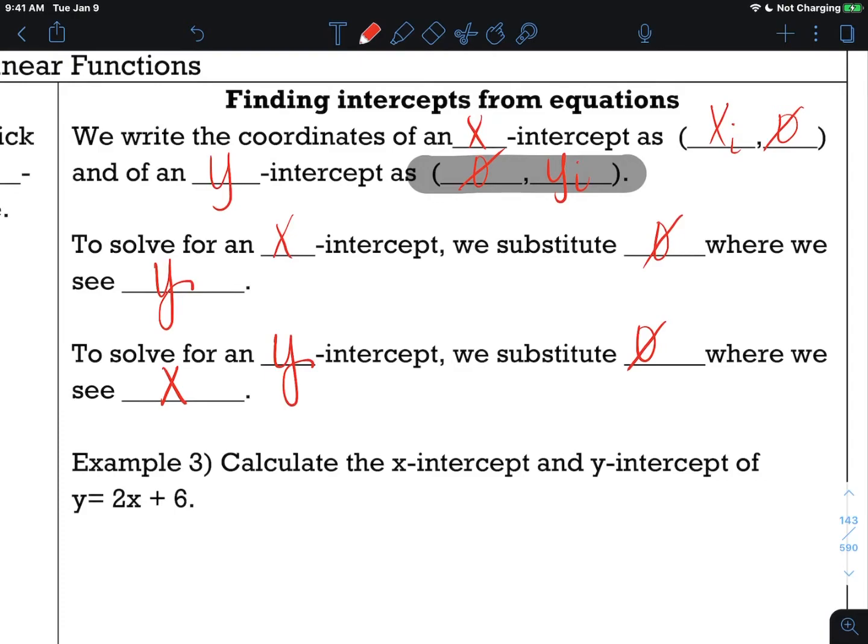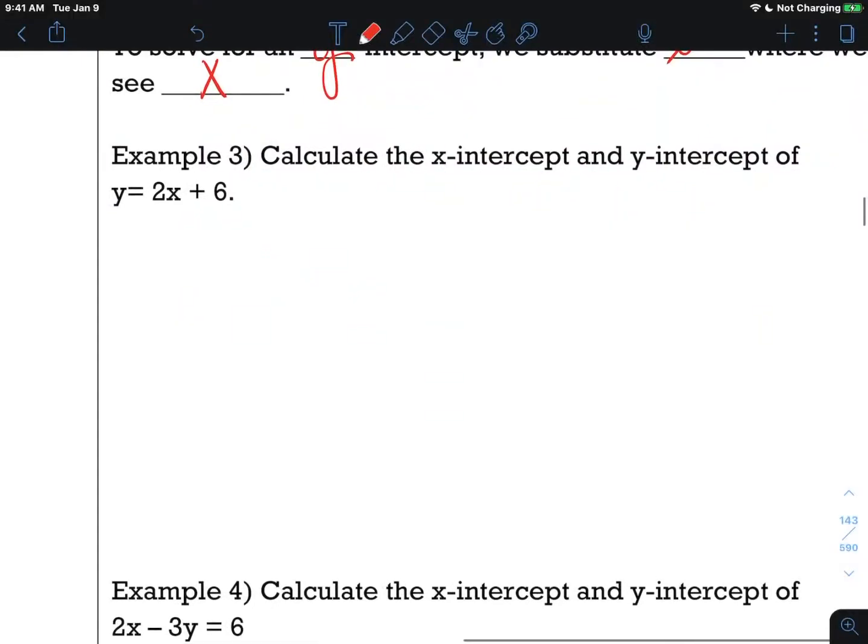I really don't even have to plug it in, but I'm going to do that just to demonstrate how this happens, okay? I already know just by looking at this that this positive 6 here is going to be my y-intercept. So I can already tell you it's that. So I'm going to go ahead and do that.